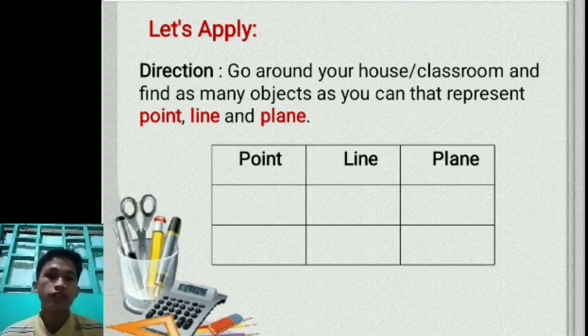So let's apply. We have an activity here. Directions: go around your house or classroom, and find as many objects as you can that represent a point, line, or a plane. So we have a table here, and in the table we have three columns. So write your answers here under point, line, or plane.